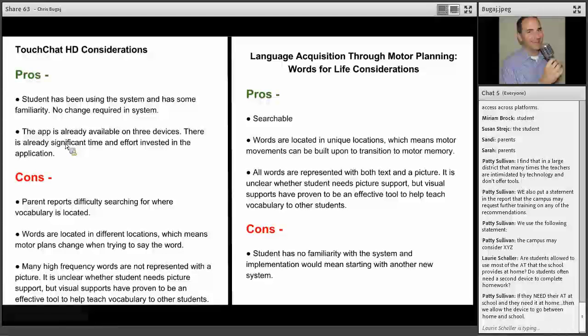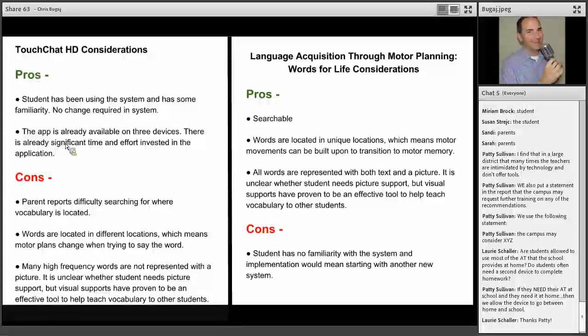And over on the right is another application called LAMP Words for Life, and there are many other students in our school district that use that. It's another thing that exists in the world for you to consider. Here are some pros to that, and here are some cons to that particular application. There might be more than I've listed here, but this is enough to get the discussion flowing and for people to do some research on their own.